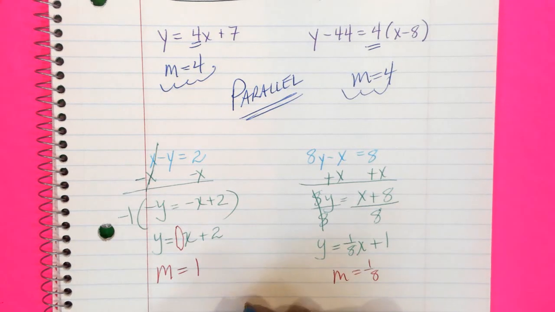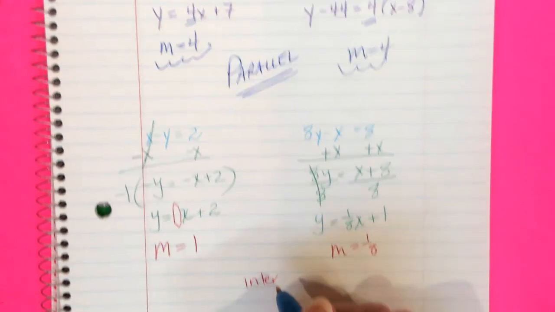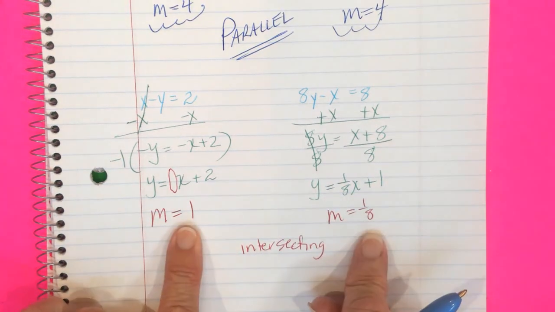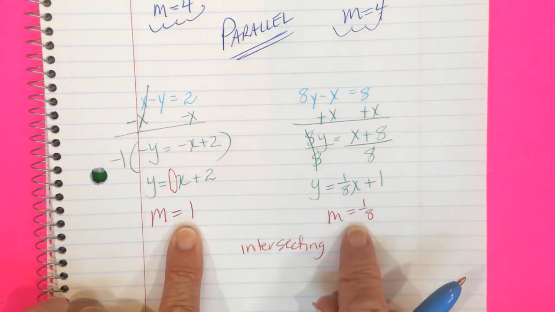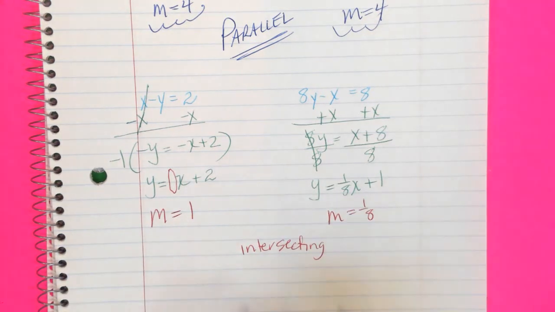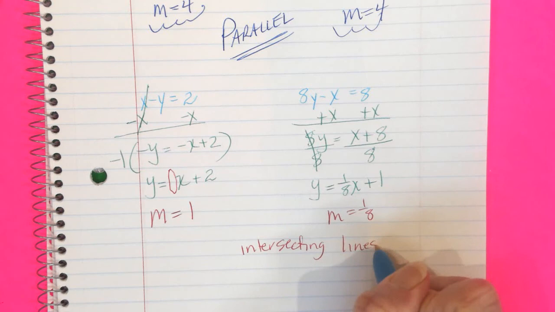These would just be intersecting lines. Because the slopes are not opposite reciprocals, since they aren't the same, they can't be coincident lines, and they are not the same slope, they're not parallel. So these lines are intersecting lines.